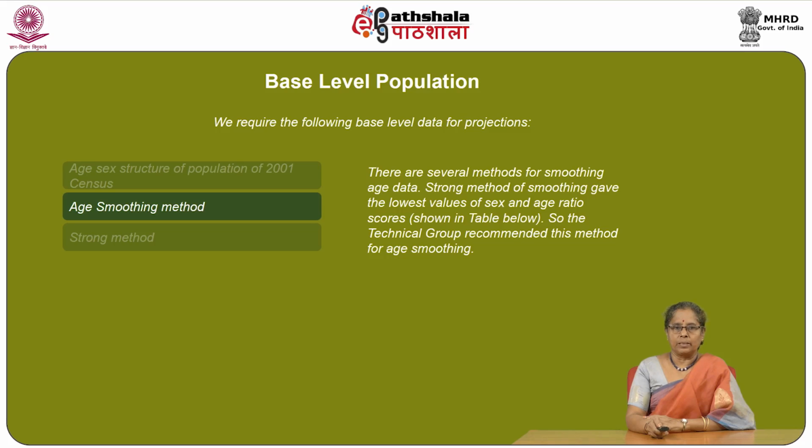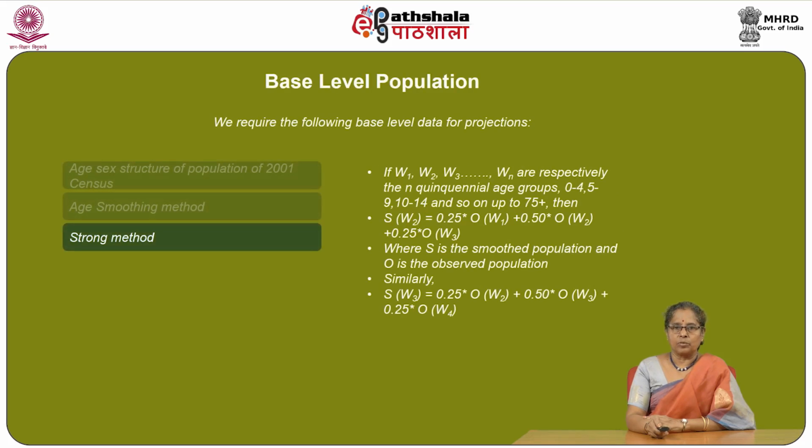For age smoothing, the committee has selected Strong's method of smoothing, which gave the lowest values of sex and age ratio scores as shown in the table. So, the technical group recommended this method for age smoothing. Strong's method is described as follows.